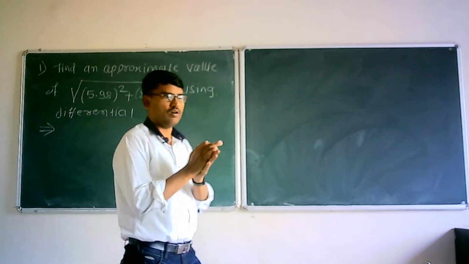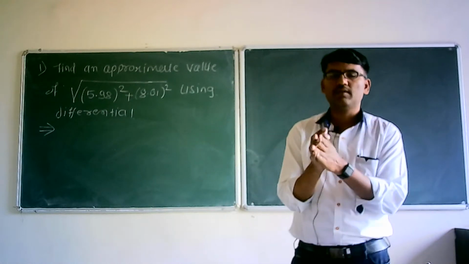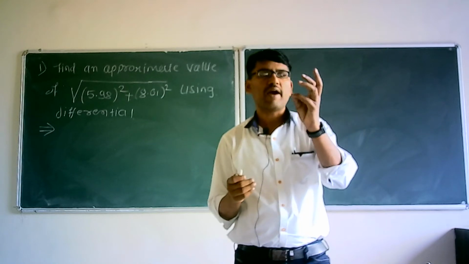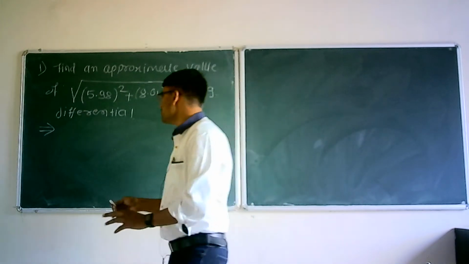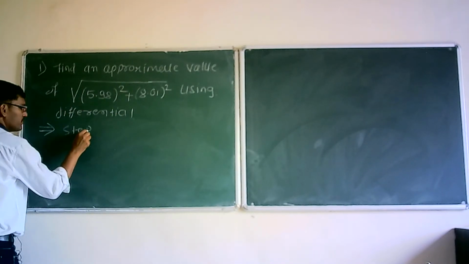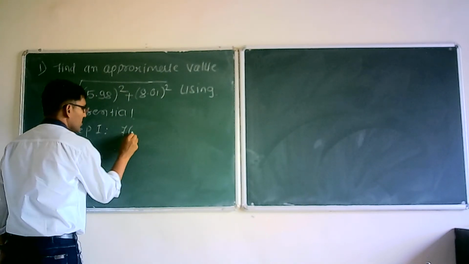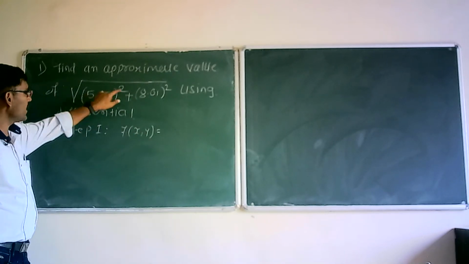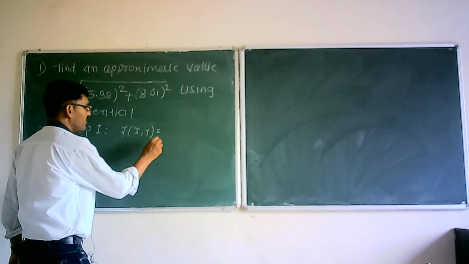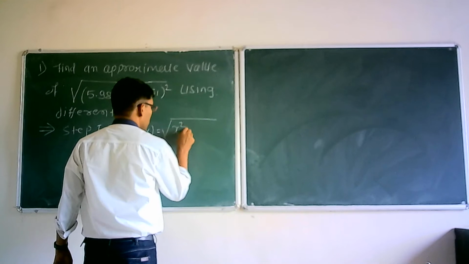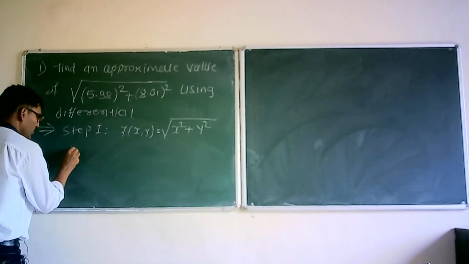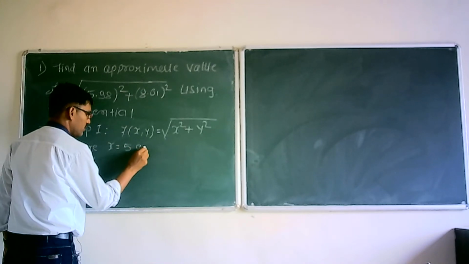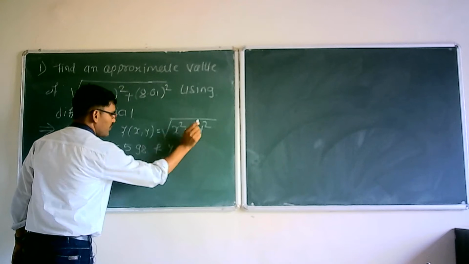If you want to solve the given example by using differential, how many steps do you have to apply? Five steps. What is the first step? You have to identify your function f of x, y. So step first, z is equal to f of x, y. For this term say x, and for this term say y. So what is your function f of x, y? It is under root of x squared plus y squared, where x is equal to 5.98 and y is equal to 8.01.